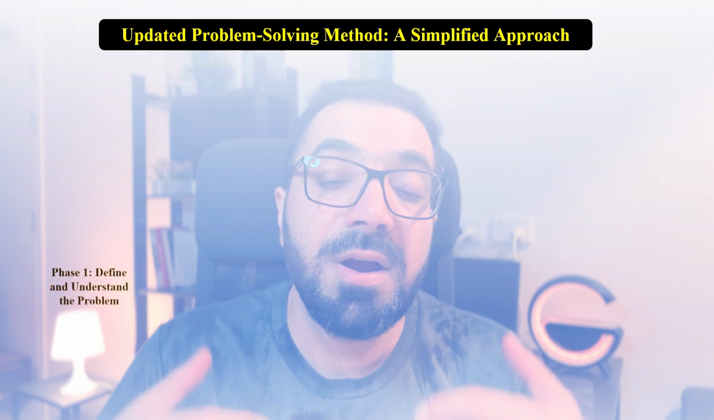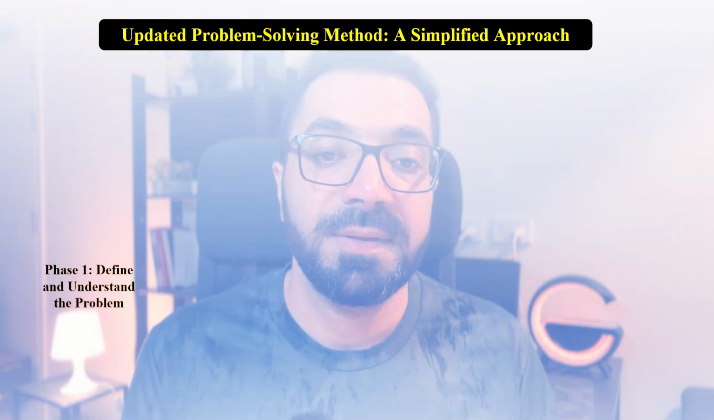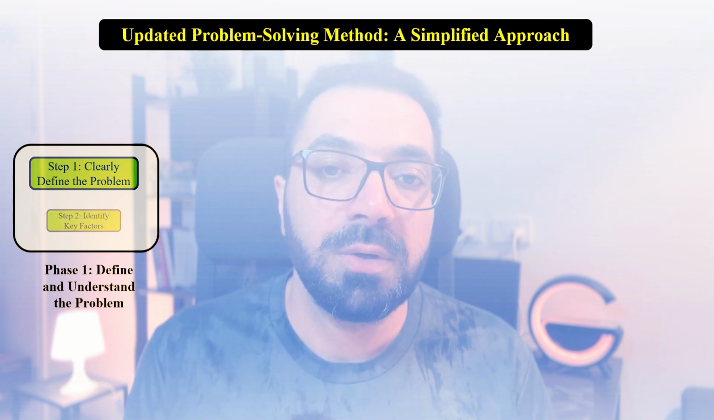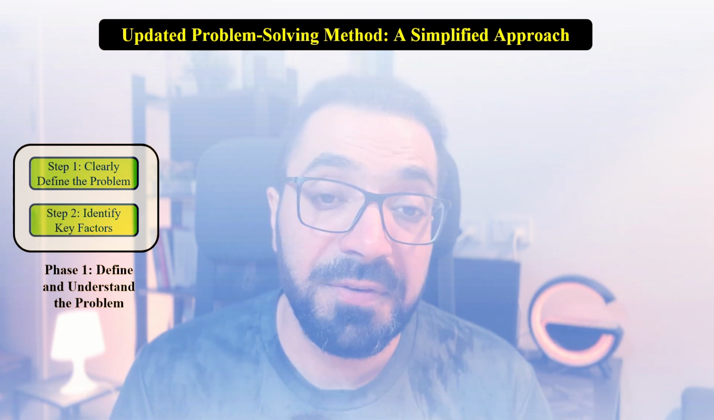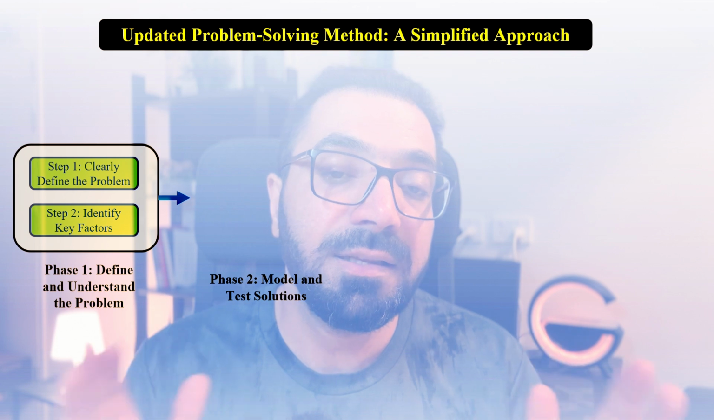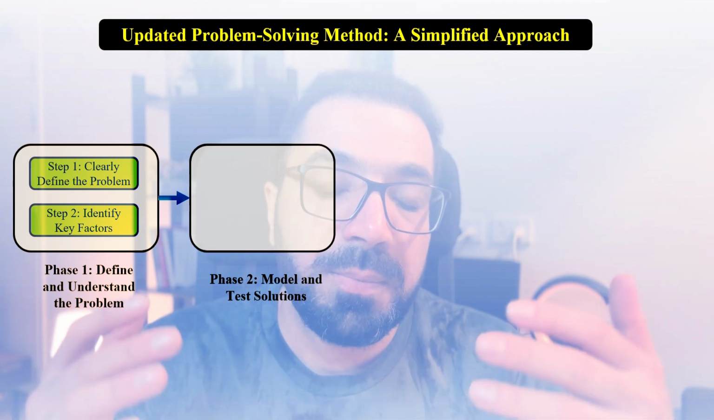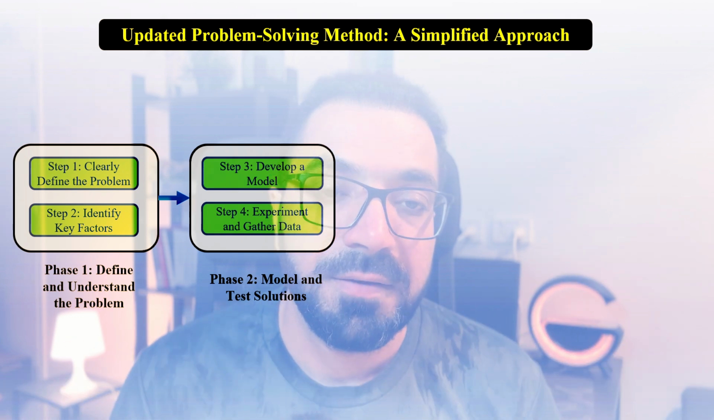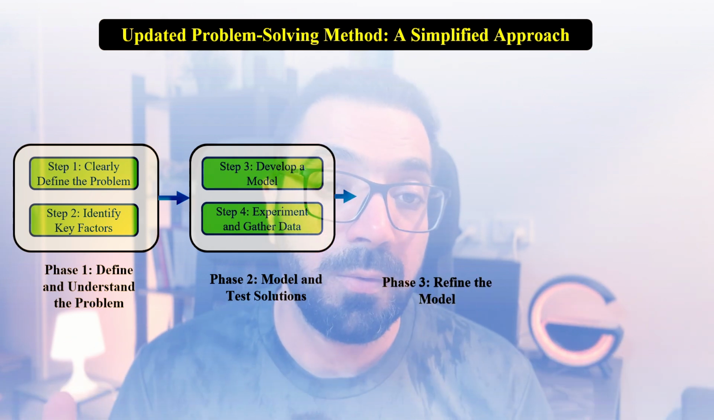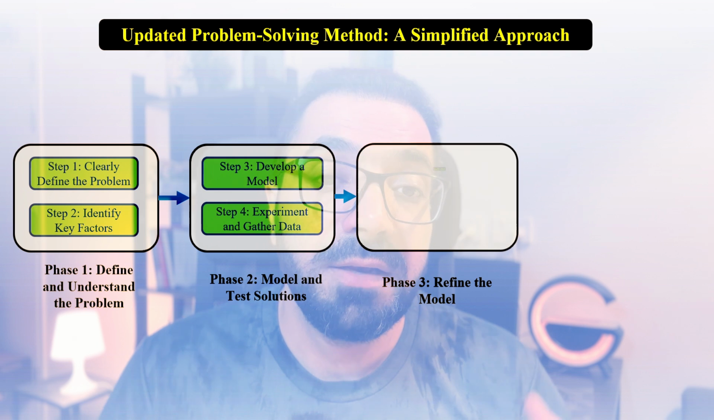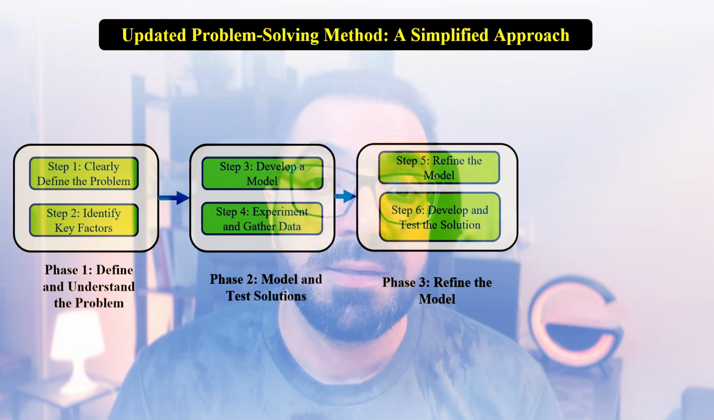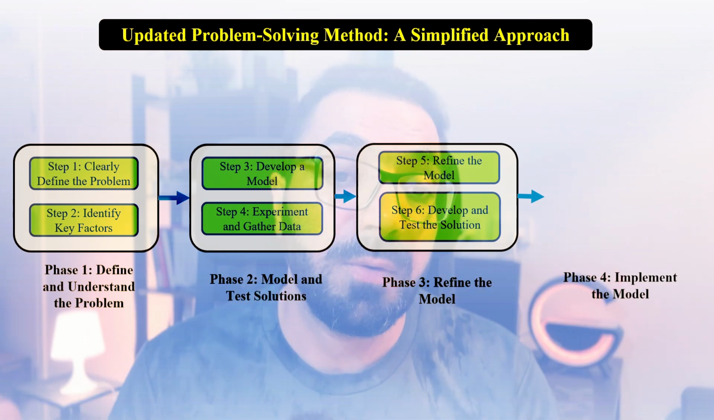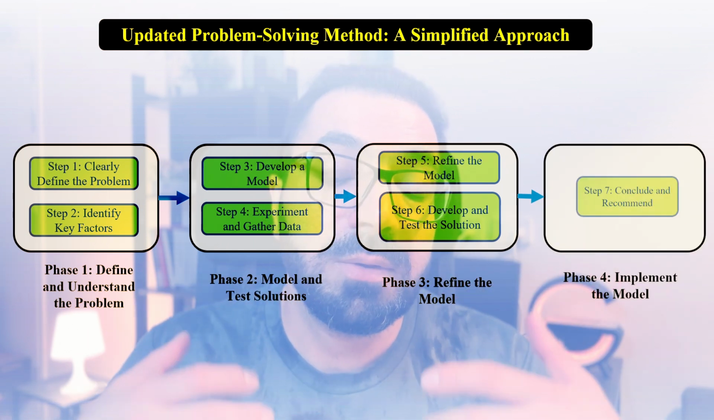Phase 1. Define and understand the problem. Step 1. Clearly define the problem. Step 2. Identify key factors. Phase 2. Model and test solutions. Step 3. Develop a model. Step 4. Experiment and gather data. Phase 3. Refine the model. Step 5. Refine the model. Step 6. Develop and test the solution. Phase 4. Implement the model. Step 7. Conclude and recommend.